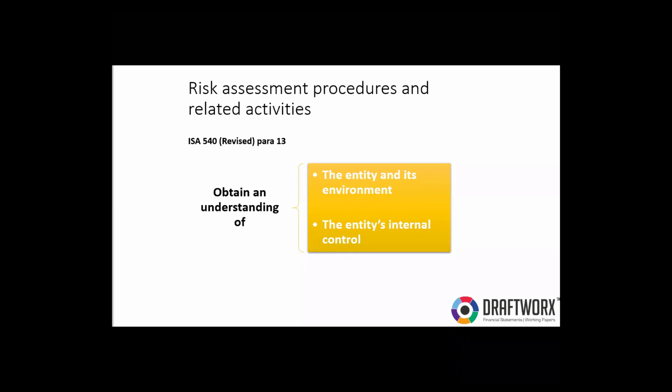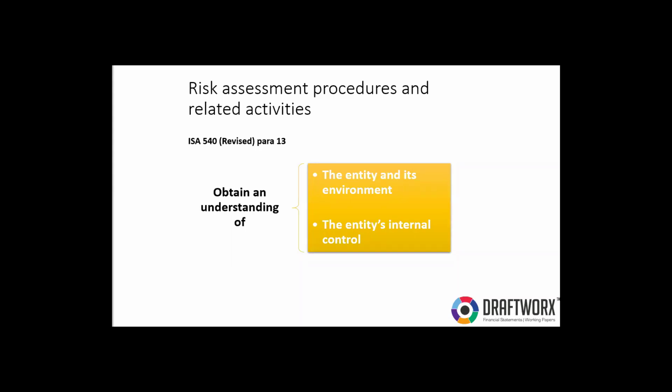In terms of the normal standards, in terms of ISA 315, risk assessment procedures are usually obtaining that understanding of the entity and its environment, including internal control, through inspection, observation, inquiries, and analytical review procedures. So those are typically what you do during planning.